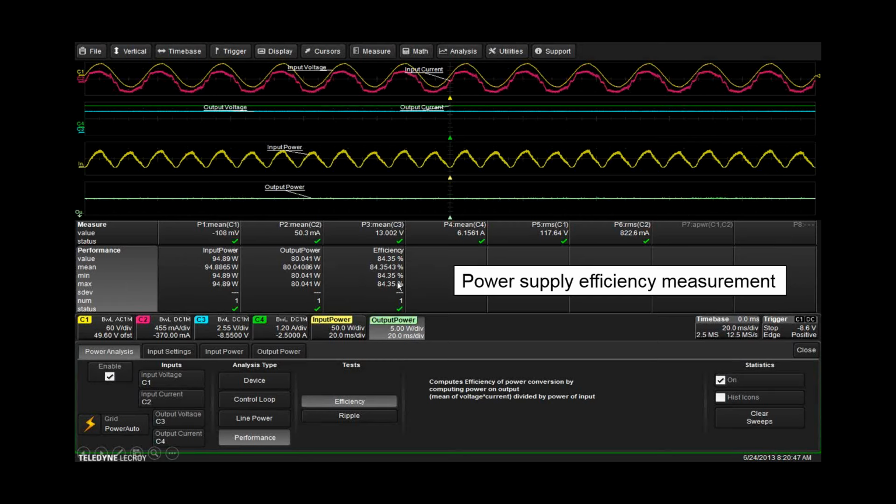So this is a good overall number to show you the efficiency. If you want to understand where that's coming from, you have to dig a little bit deeper with some of the other tools here.